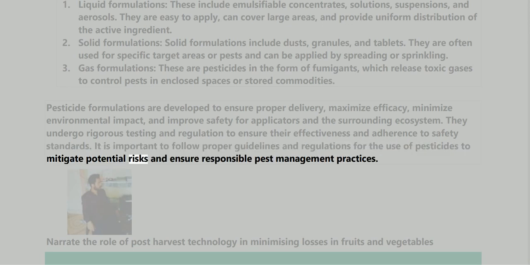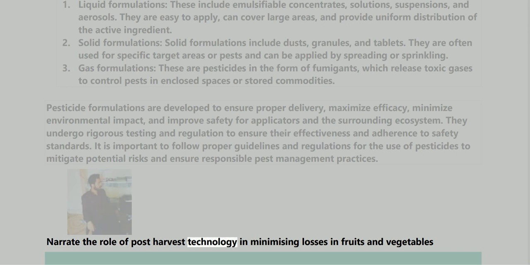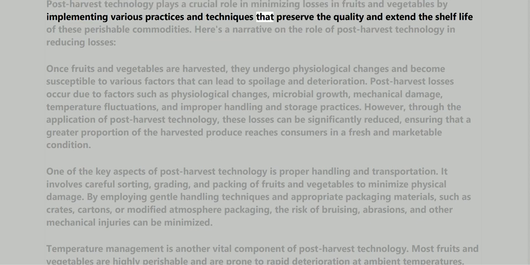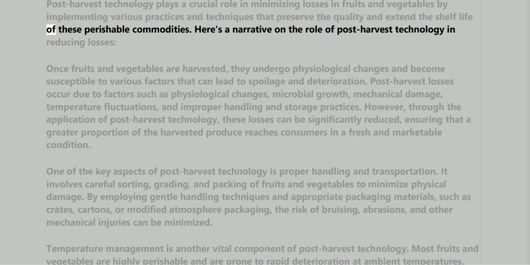responsible pest management practices. Narrate the role of post-harvest technology in minimizing losses in fruits and vegetables. Post-harvest technology plays a crucial role in minimizing losses in fruits and vegetables by implementing various practices and techniques that preserve the quality and extend the shelf life of these perishable commodities. Here is a narrative on the role of post-harvest technology in reducing losses.